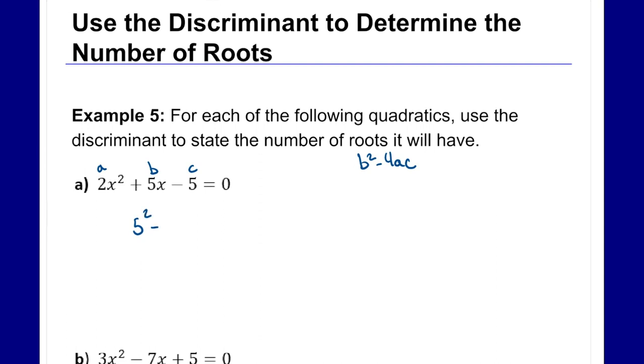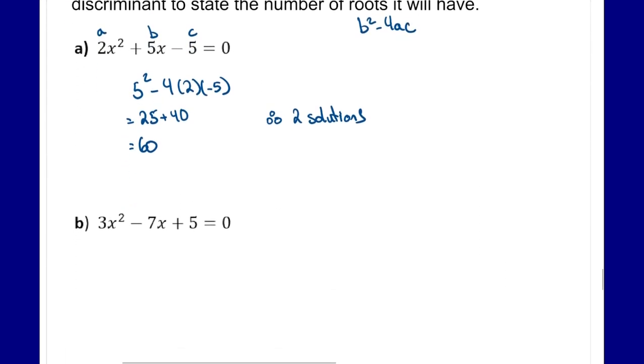So 5 squared minus 4 times 2 times -5. We get 25 minus 4 times 2 times -5, or 25 plus 40 equals 65. So therefore, 2 solutions, because the discriminant is positive. That means when we were doing the quadratic formula, it'd be the square root of that value, and we would add or subtract that to our values.